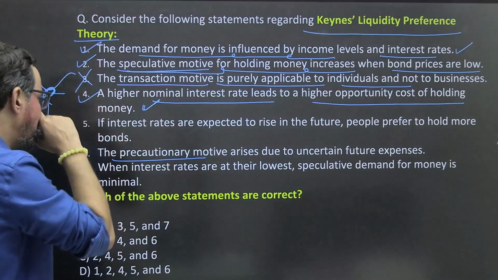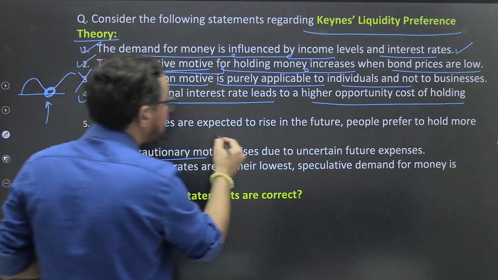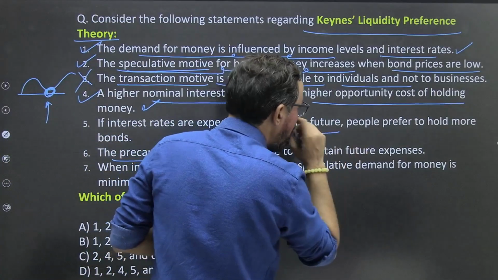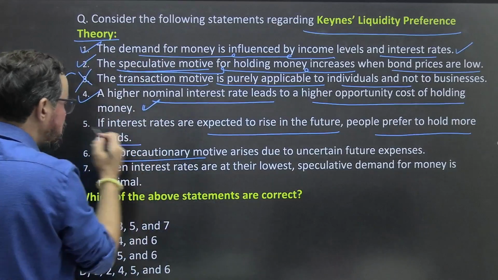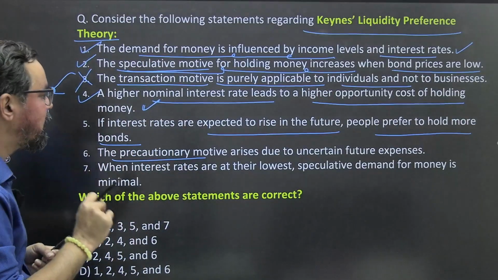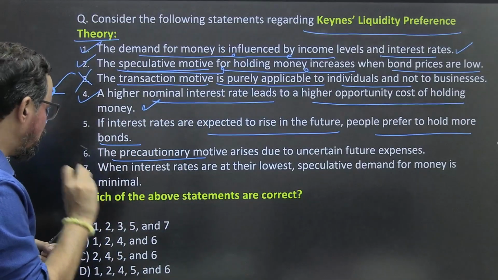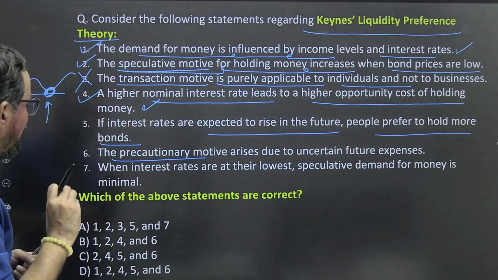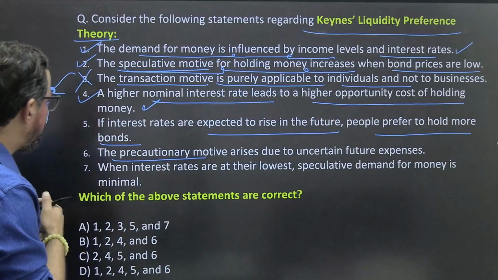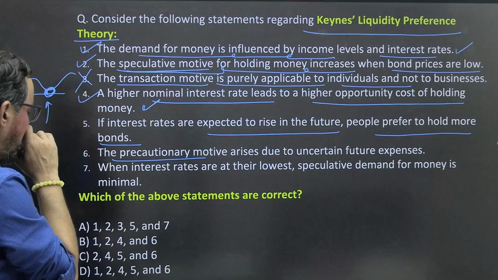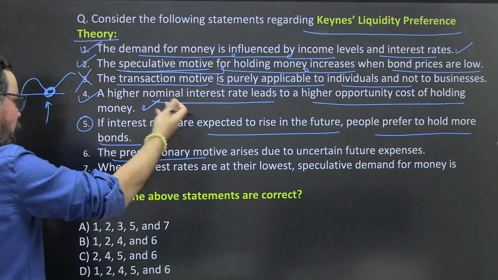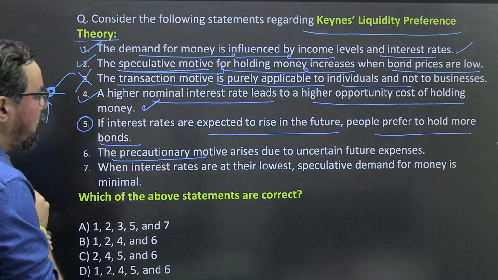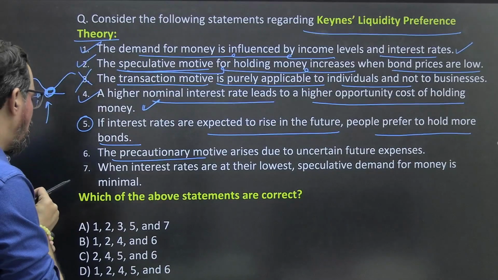Statement 4 is right. If interest rates are expected to rise in future, people prefer to hold more bonds, ठीक है। So if interest rates rise in the future, people will hold more bonds. If interest rates rise in the future, so people will hold, no, this is doubtful, ठीक है। This should be like, अगर interest rate बढ़ेंगे तो people will hold more.